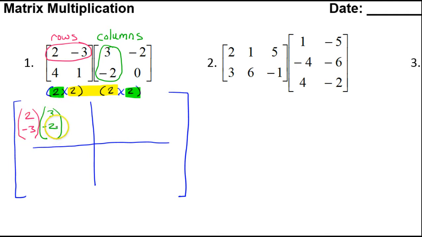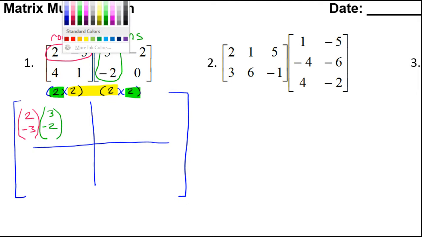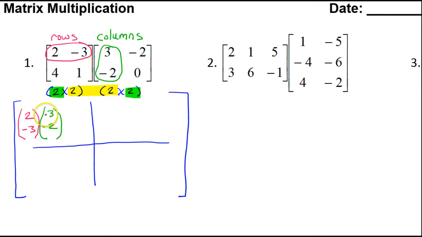So I multiply row 1 by column 1. If I do this, I'm going to get 2 times 3, that's 6. And then negative 3 times negative 2, that is also 6. If I add these numbers together, I get 12. So that is going to be the entry for my final answer in the first row and the first column. So I just need to do that 3 more times.